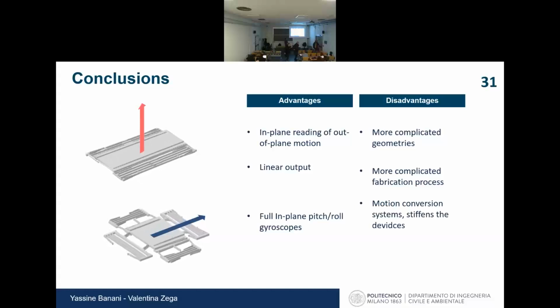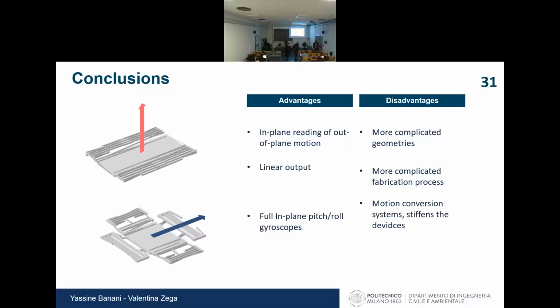But at the end, we are pretty happy. We have one MEMS that works, and it's still strange, and we have one MEMS that we need to produce. And the spoiler is that this won't work.